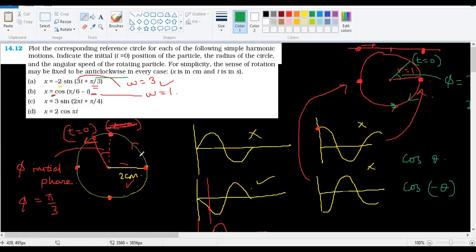Sine cos, I already told you. Sine means you should take it from the center point, either this or this. Cos means either you have to take this or this. Then look for the omega and initial phase. C and D, I'm going to leave it as homework. Try it. If you have any difficulties, we'll discuss it in the next class.